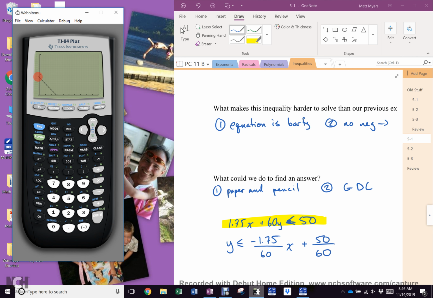Now, I have a problem here, don't I? I've got my line, right? And I know I could put in 0, 0. And obviously 0 plus 0 is less than 50, right? Obviously, I know I would be shading it under here, yeah? Okay, now watch. See that right there, how it shows a line? If I arrow over to that, and I hit enter, look, it changes shapes. Thick line.